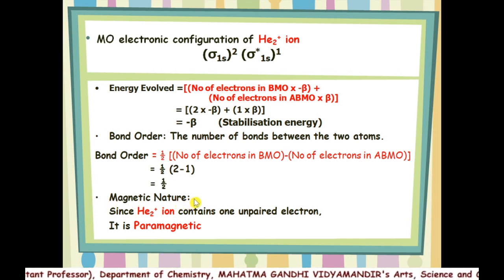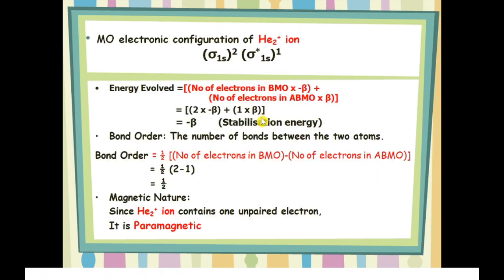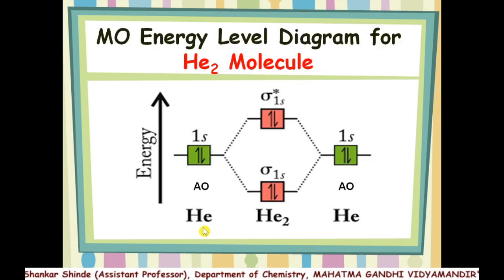Magnetic nature of He2 plus molecule. Let us see the diagram one more time. There is one unpaired electron in this molecular orbital diagram. It indicates that the He2 plus ion is paramagnetic in nature. Since the He2 plus ion contains one unpaired electron, it is paramagnetic in nature.